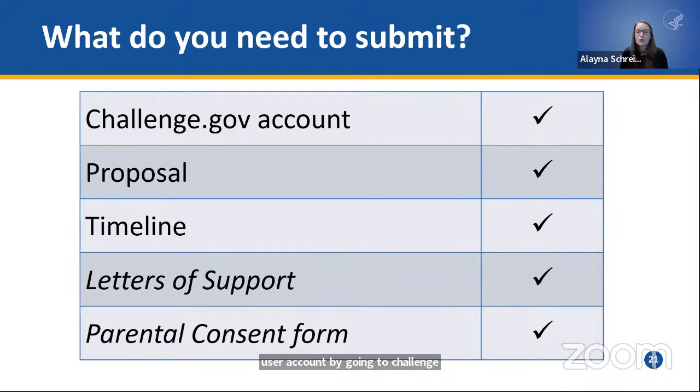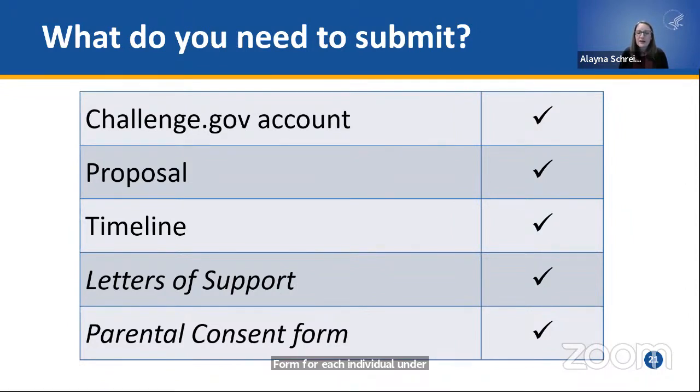There are 2 required elements to your submission. You are required to submit a written proposal and a timeline. There are 2 additional elements that you may need to submit depending on your proposal. If you are partnering with an organization or entity in your proposal, you will need letters of support from those organizations or entities. If your team includes any individuals younger than 18, you will also need a signed parental consent form for each individual under age 18.